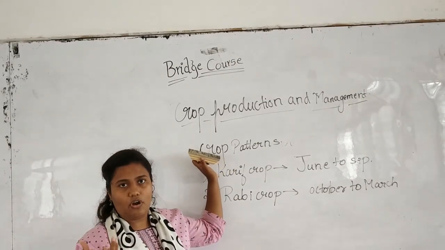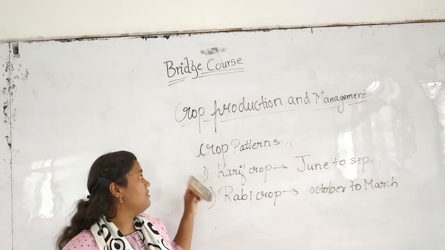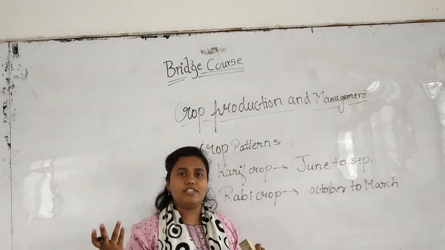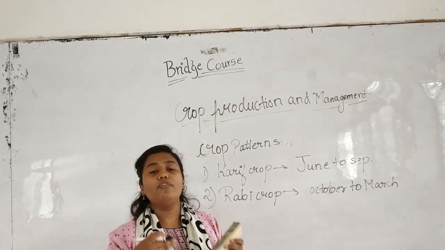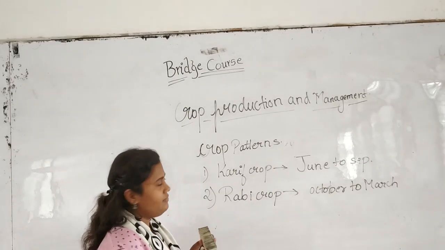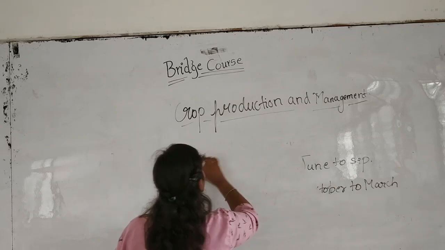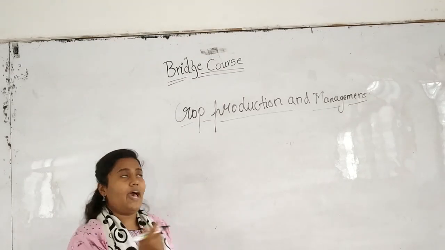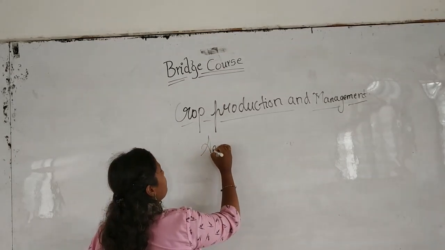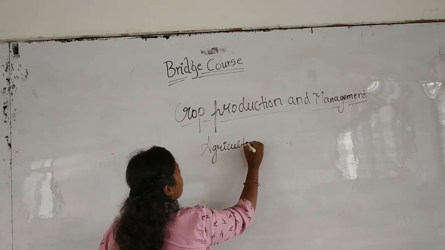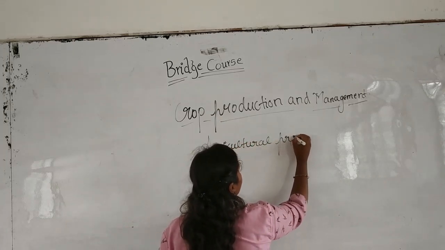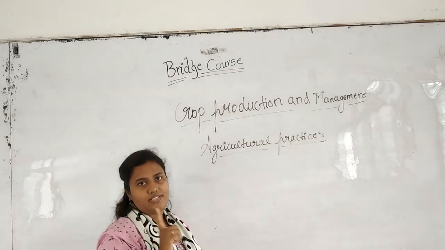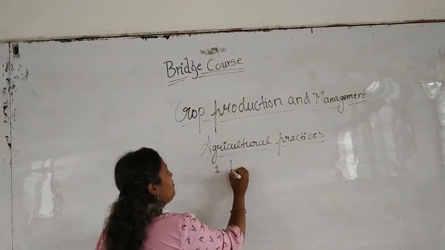Next, now we know what is a crop and what are these patterns of the crop. Next, let us see how these crops are grown, how these crops are cultivated. There might be some steps to cultivate these crops, correct? So one by one, let us discuss. We call those steps or practices agricultural practices. Under these agricultural practices, there are 7 steps. The first one is preparation of the soil.